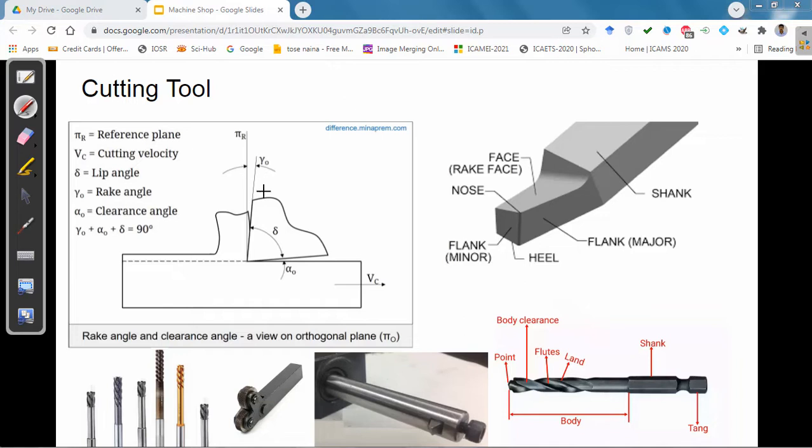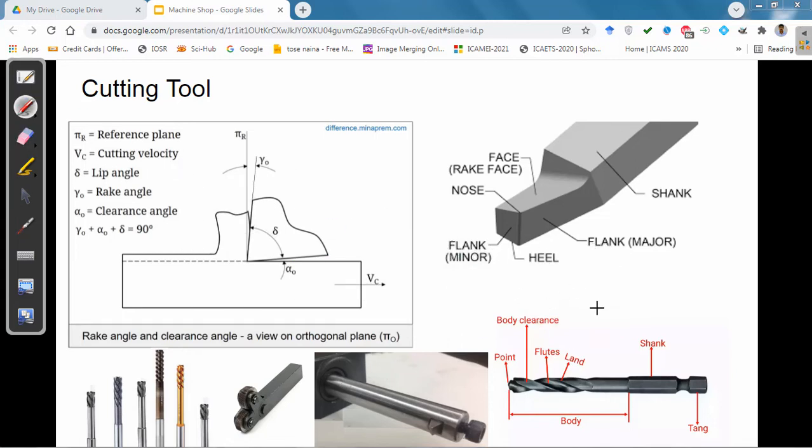The only thing you have to remember is that the tool rake surface makes an angle with respect to the reference plane, and that is the rake angle. The tool surface that makes an angle with the job, the finished job surface, is the clearance angle. And these two angles are very, very important.